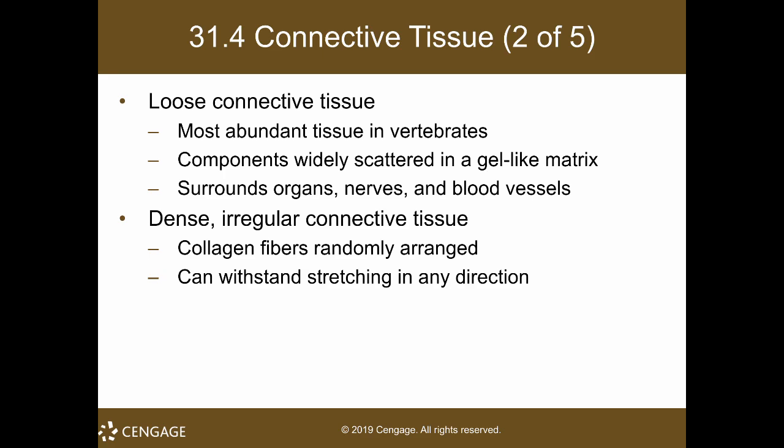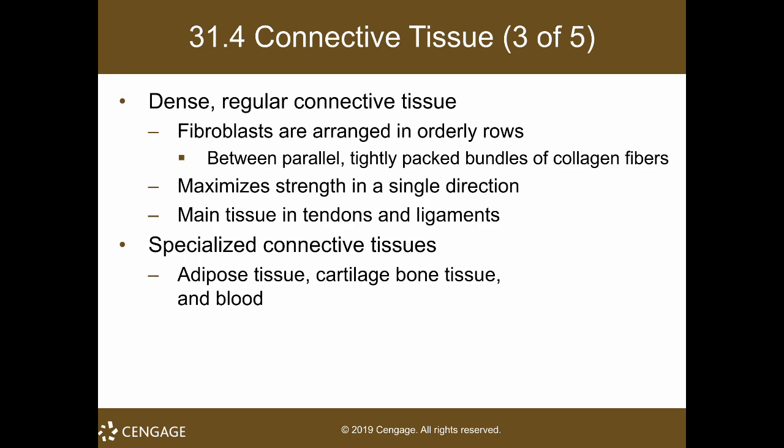Loose connective tissues are the most abundant tissue in vertebrates. The components are widely scattered in a gel-like matrix. They surround the organs, the nerves, and the blood vessels. Whereas in dense, irregular connective tissues, the collagen fibers are randomly arranged, and they can withstand stretching in any direction. Dense, regular connective tissue, on the other hand, has fibroblasts, which are cells arranged in orderly rows. They exist between parallel, tightly packed bundles of collagen fibers.